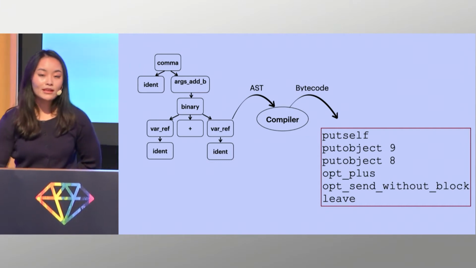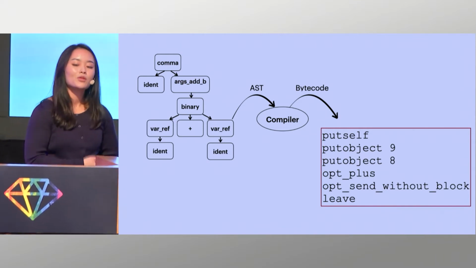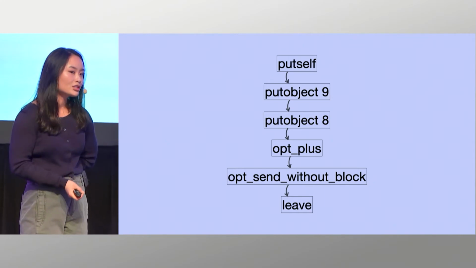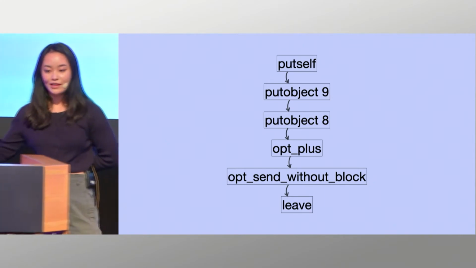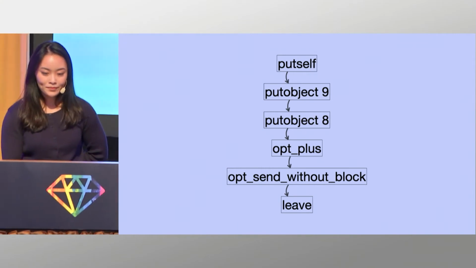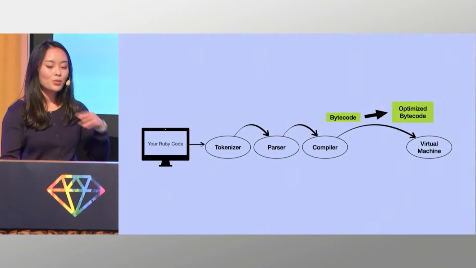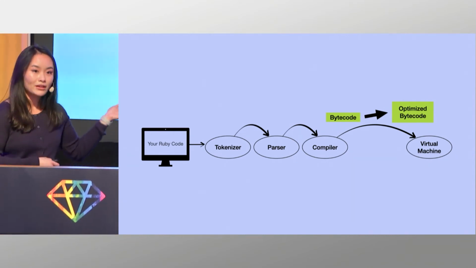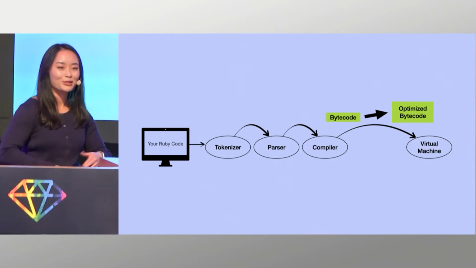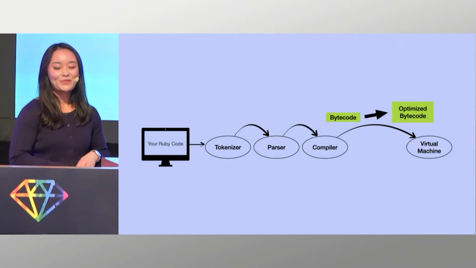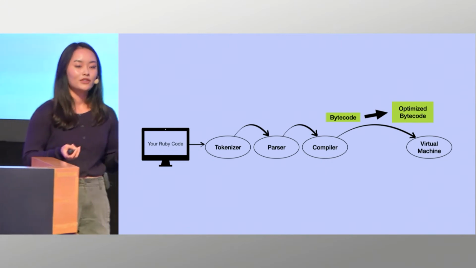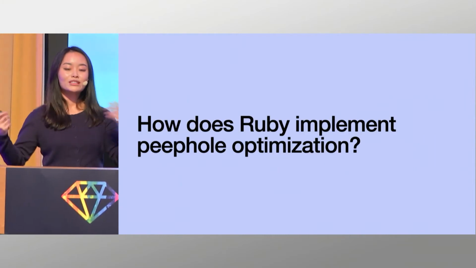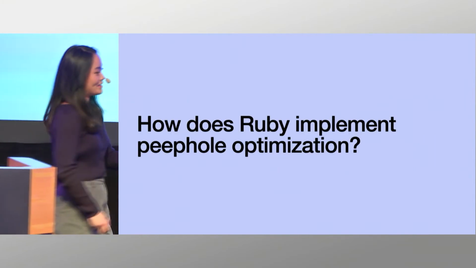All right. So another thing that you have to know is that when the compiler outputs this bytecode, it's actually arranged in a linked list structure before it is passed on to the Ruby VM. So just pulling back now to how this relates to Peephole optimization, when the compiler generates the bytecode, it is then optimized into more optimized bytecode before it is actually passed to the virtual machine to be executed. So that brings us into the next part, which is how does Ruby implement Peephole optimization?